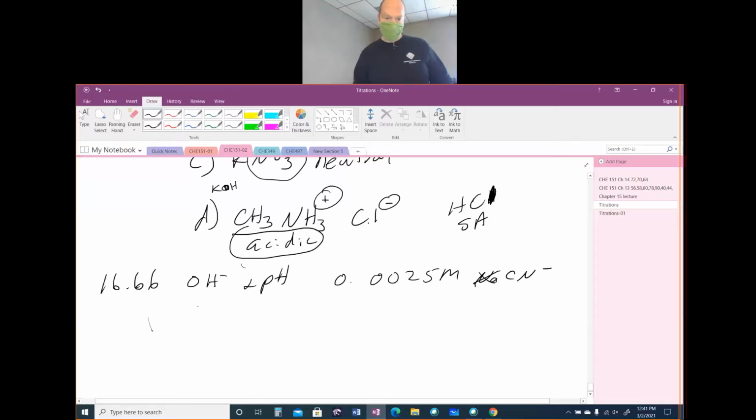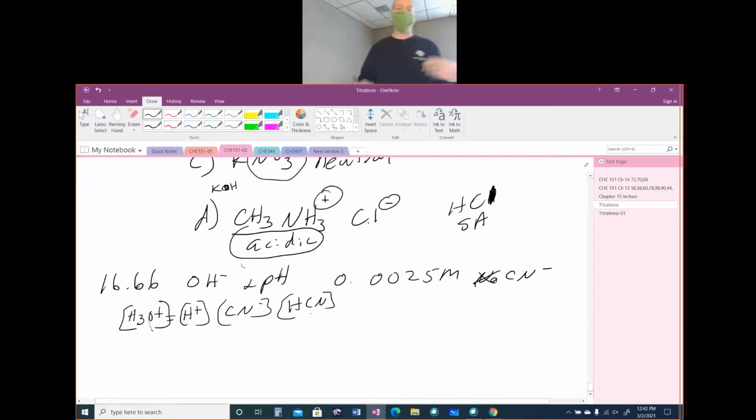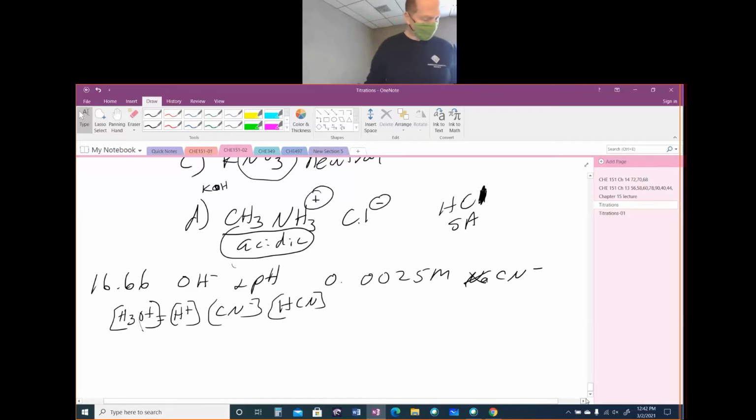And then it also wants the concentration of everything. So it also wants the hydronium ion, which is, of course, the H3O plus, which is the same as your H plus. So we need to find the concentration of the CN minus, and we need to find the concentration of your HCN. So it wants all concentrations, and it wants the pH of 0.0025 molar NaCN.